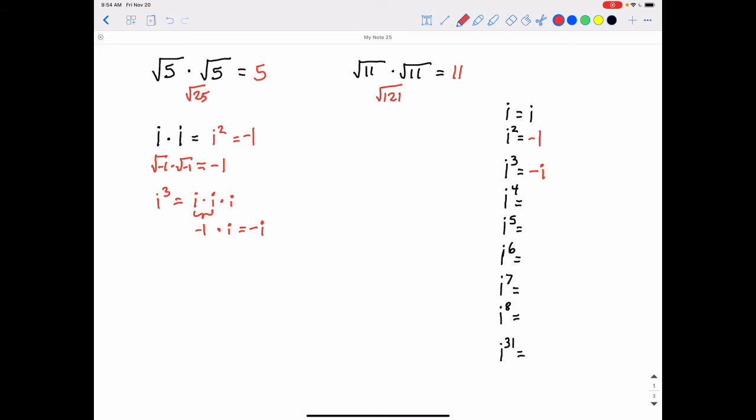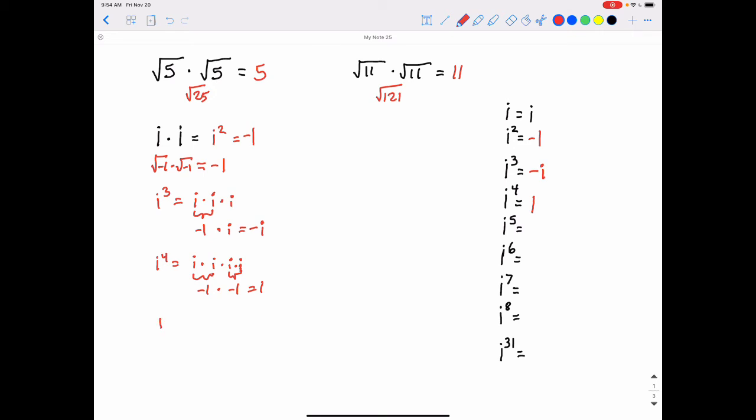What about i to the fourth power? So that's i times itself 4 times. Any two of the i's combined together is i squared, so that's -1. And then these two i's multiplied together would be another i squared, so that would be -1. And so what's -1 times -1? Well, that would be +1. So i to the fourth actually equals +1.